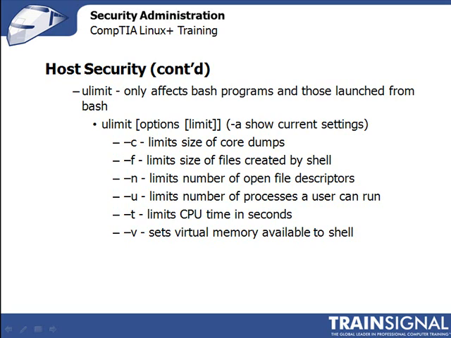And you can use the -a option to show your current settings. Additional options include -c, which limits the size of core dumps, and -f, which limits the size of files created by the shell. -n limits the number of open file descriptors, -u limits the number of processes a user can run, -t limits the CPU time in seconds, and -v sets virtual memory available to the shell.